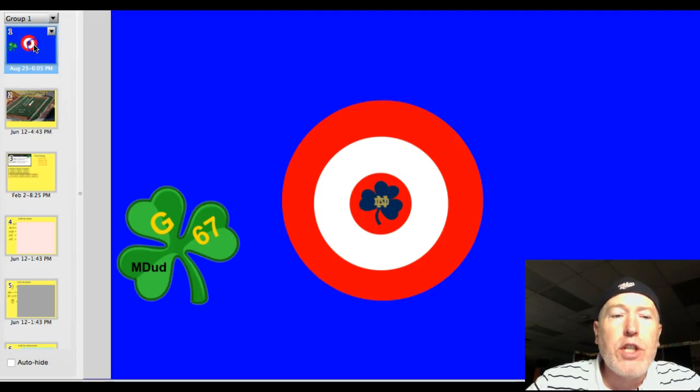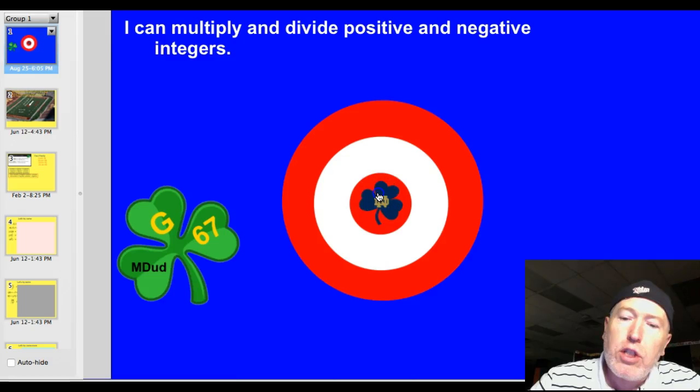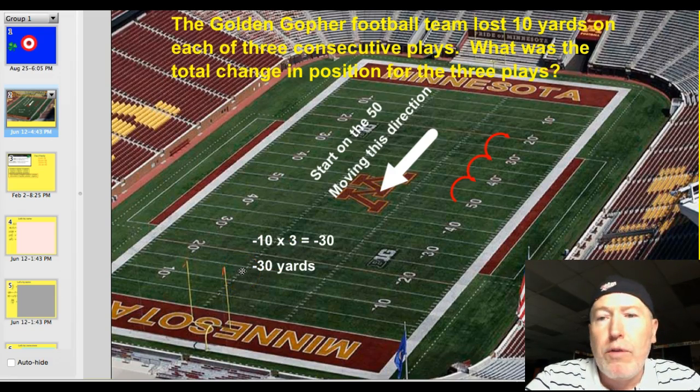All right, today officially our target is I can multiply and divide positive and negative integers. Let's do this thing. The Golden Gopher football team lost 10 yards on each of 3 consecutive plays. What was the total change in position for the first 3 plays?